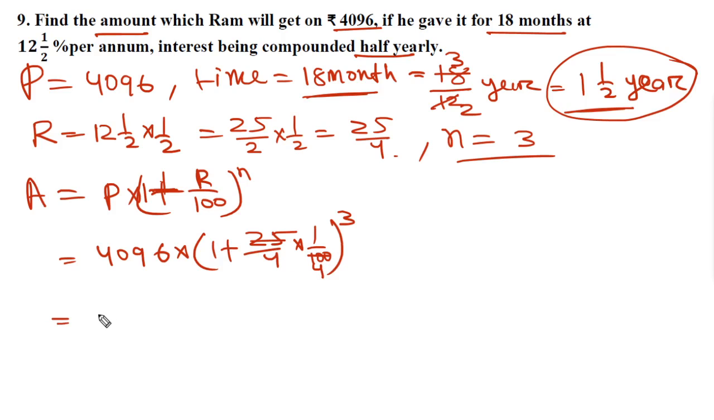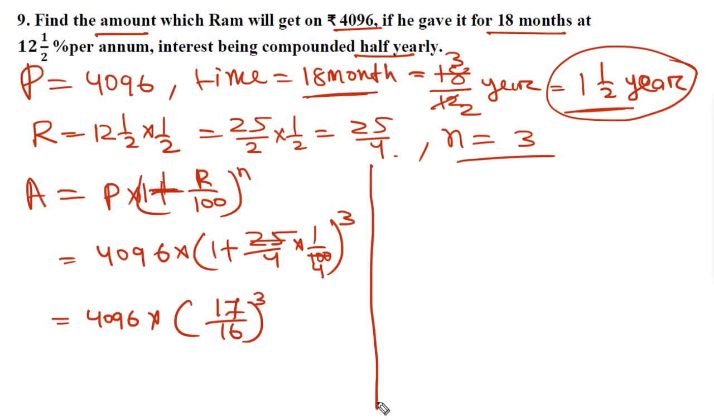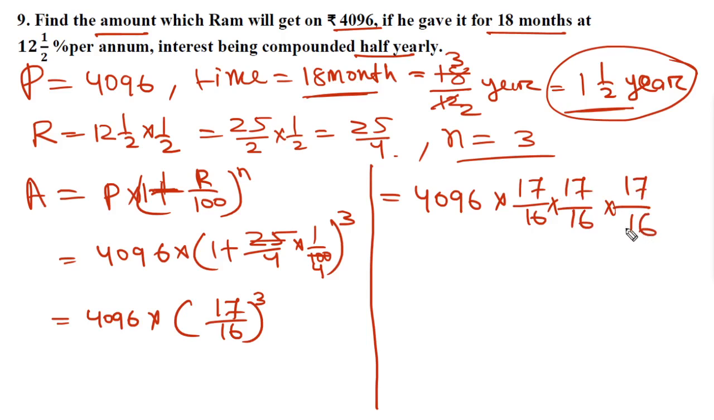So we'll write it here. 4096 into 1 by 4 into 4 is 16. 1 plus 1 by 16. So it will be 17 by 16 to the power 3. We'll write it here. So it will be equal to 4096 into 17 by 16 into 17 by 16 into 17 by 16.